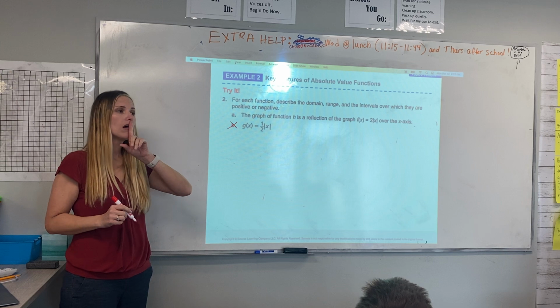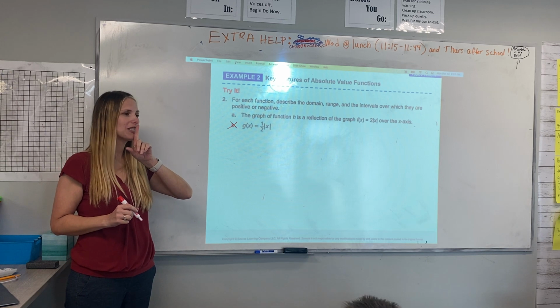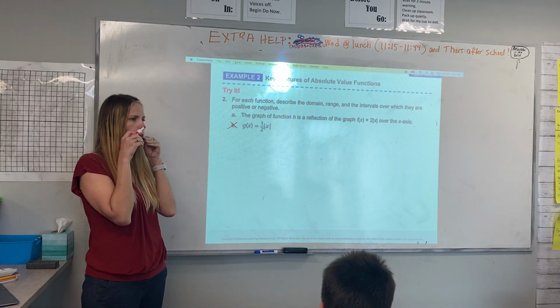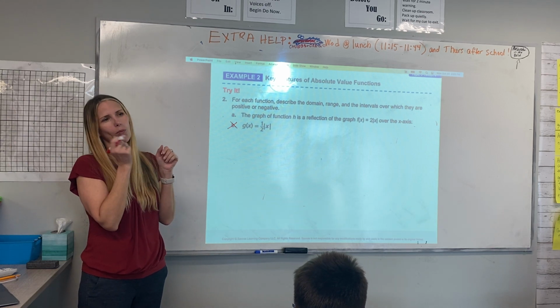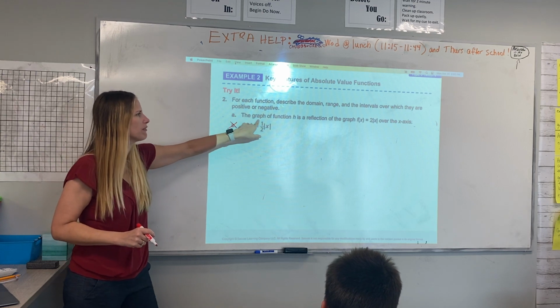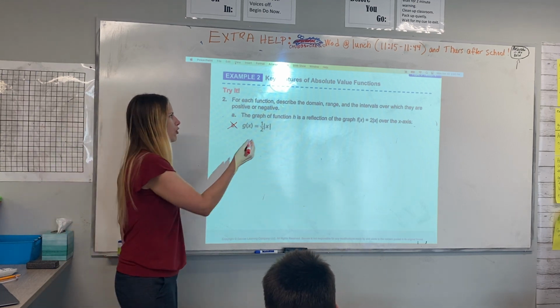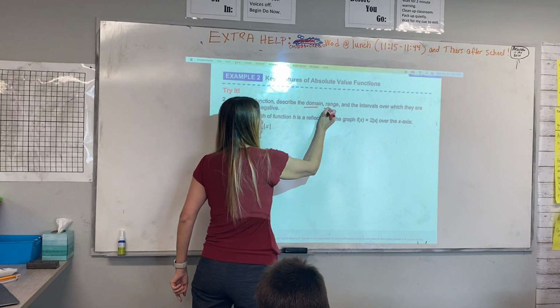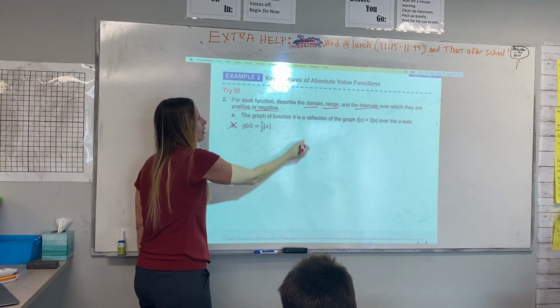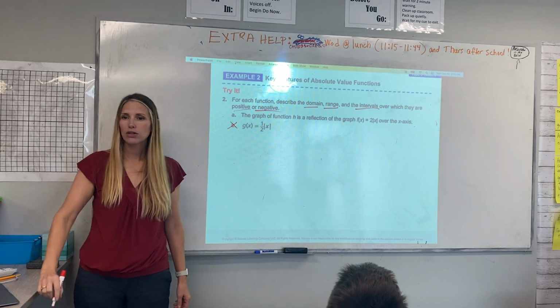How many questions are there? If I ask you a question, please feel free to answer. For each function, we're just going to focus on this one. Describe the domain, the range, and the intervals over which they are positive or negative. That's a lot to do.